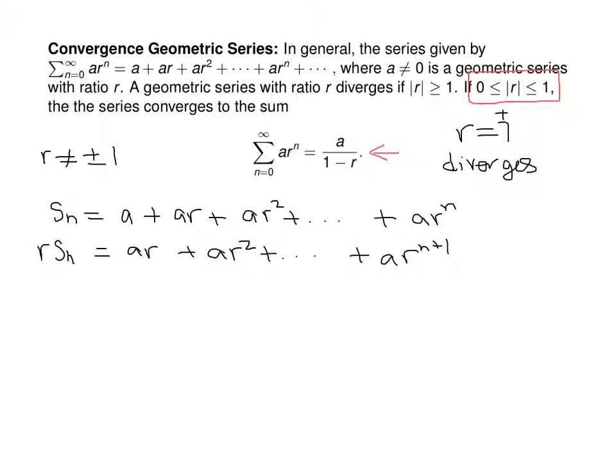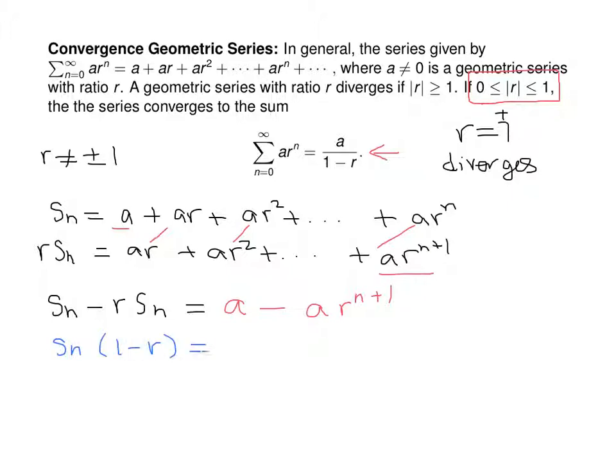And now, if I take S sub n and take away r S sub n, you can see that all these terms are going to cancel, except for the a minus the a times r to the n plus 1 power. And now on the left, I will factor out an S sub n. On the right, I'll factor out an a.